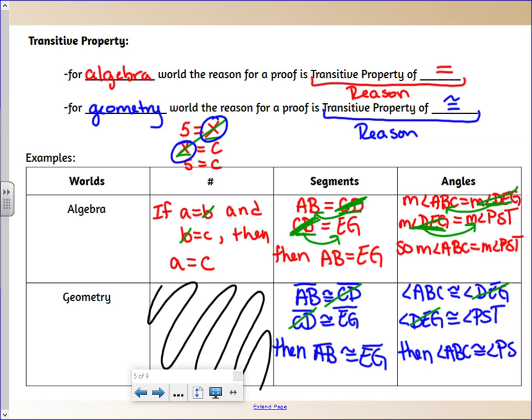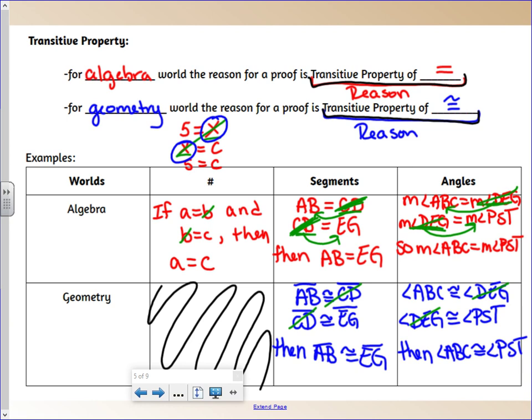The common error that students make with transitive property is, one, they write law of syllogism for the reason. Make sure you're writing transitive property for your reason if you're going to use it. And make sure you're using the equal or the congruent depending which world you're in. And the other common error is that they mistake it for substitution. Substitution and transitive look very similar in a proof, but if you use the wrong reason, then again, your whole proof's going to be invalid.